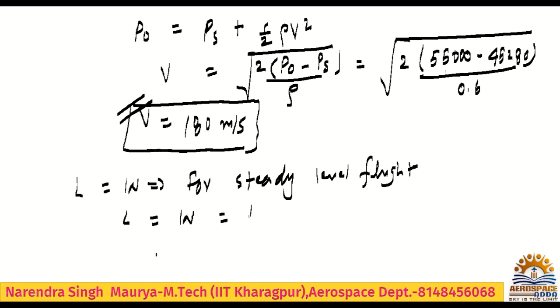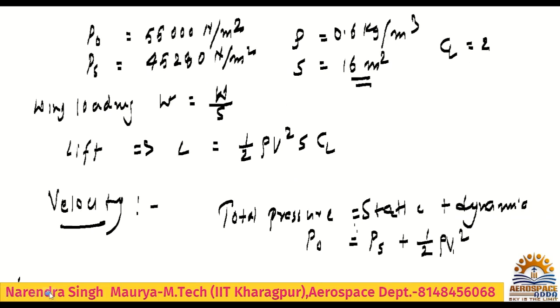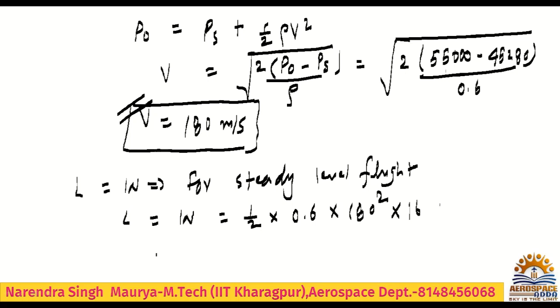What is the L? Half rho V square into S. Rho is 0.6, V is 180, S is 16 and CL is 2. So what is the weight? Let me calculate this. This is 1 by 2, 0.6, 180 square, 16 into 2. This is nothing but 311040 Newton.